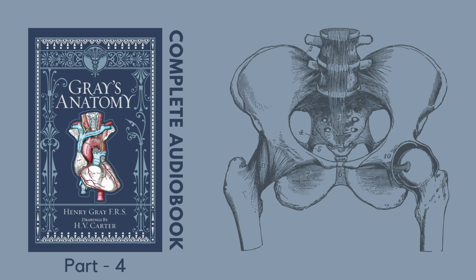The ischium, os ischii. The ischium forms the lower and back part of the hip bone. It is divisible into three portions, a body and two rami. The body, corpus os ischii.